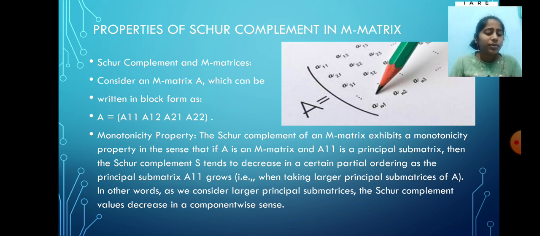Monotonicity. This property for the Schur complement of positive semi-definite matrices is well known. A monotonic function is a function that preserves or reverses the order between ordered sets. The concept of a monotonic function originated in calculus and was later generalized to order theory. Monotonicity, in other words, means that as we consider larger principal submatrices, the Schur complement value decreases in the componentwise sense.